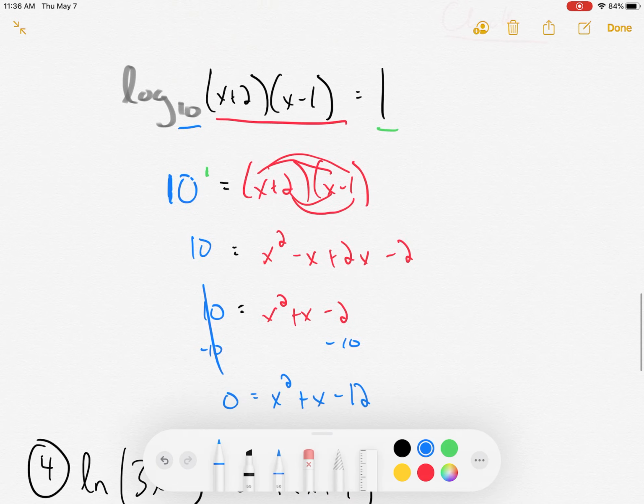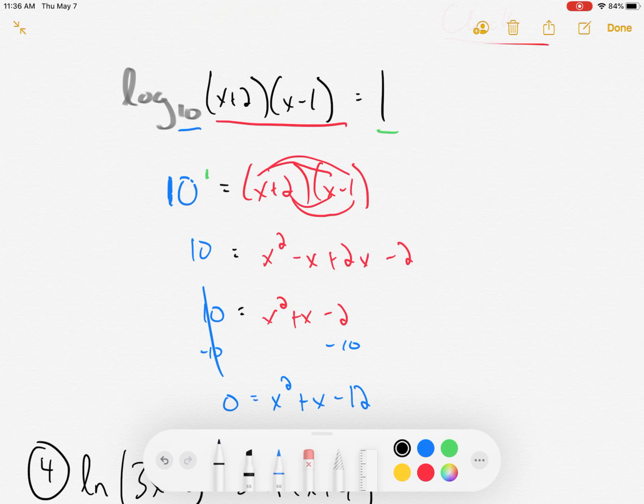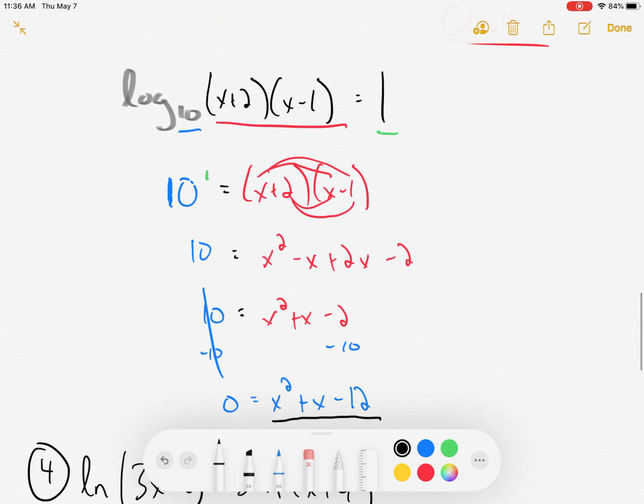Okay, now what I need to do is say, I have a quadratic here, a trinomial that I can factor down, and that is equal to 0. So now let's say, hey, what numbers multiply to negative 12 and add to 1? In other words, factor out what's underlined in black, and we should get 0 equals x plus 4 times x minus 3.